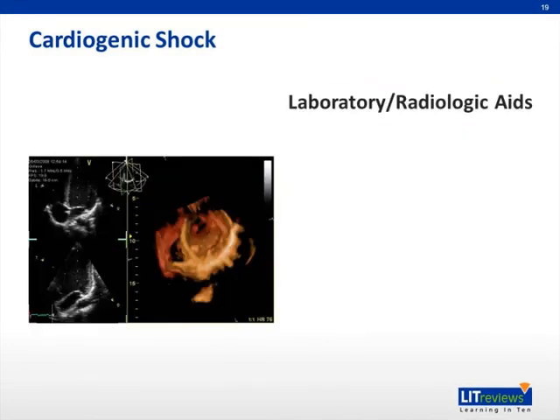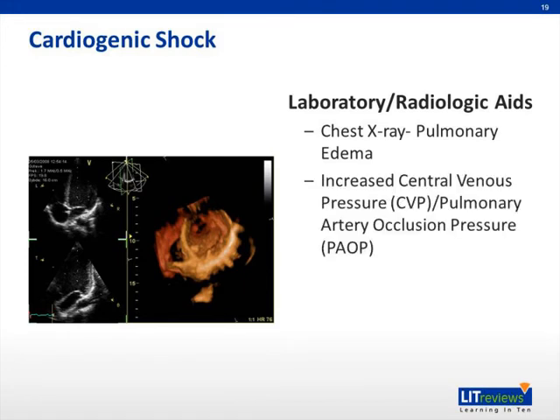There are numerous laboratory and radiologic aids to help you diagnose cardiogenic shock. These include chest X-ray, which can demonstrate pulmonary edema if fluid is backing up into the lungs, an increased central venous pressure, or PAOP, pulmonary artery occlusion pressure, increased BUN or creatinine if the cardiogenic shock is leading to renal failure. Very importantly, and as you see here on the left in 3D, echocardiogram, which will demonstrate abnormal movements of the heart depending on the etiology of the cardiogenic shock.